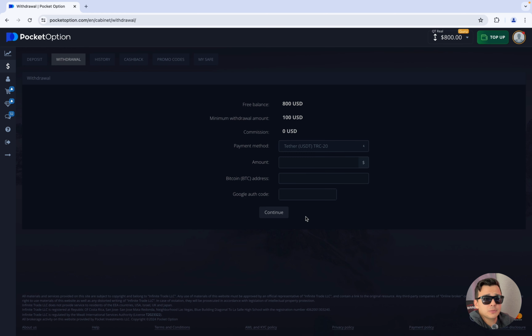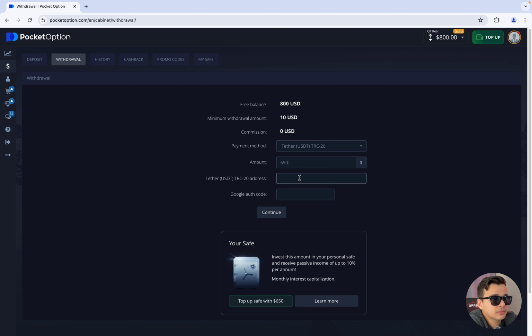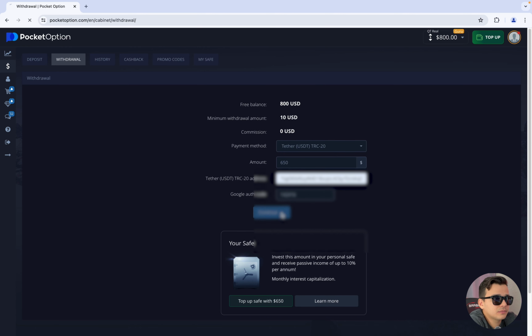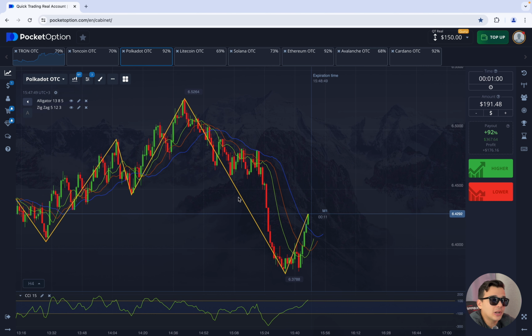The amount of today's profit will be $650. Withdrawal operation is successfully completed. This is how trading turned out today with the use of this strategy.